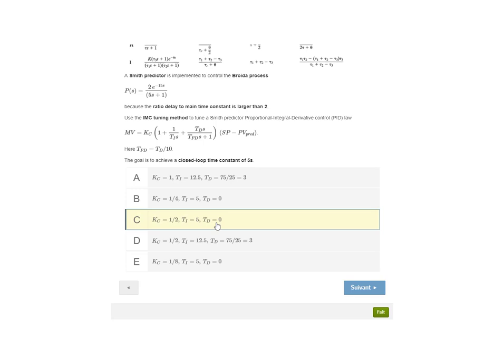And of course, since the process is first order, we have removed the delay from the loop using this Smith predictor. For a first order system you do not need derivative action.